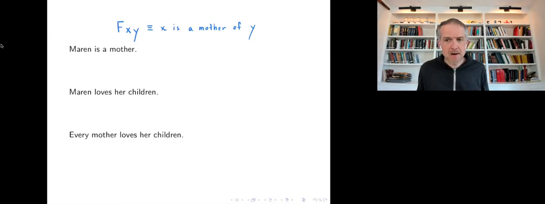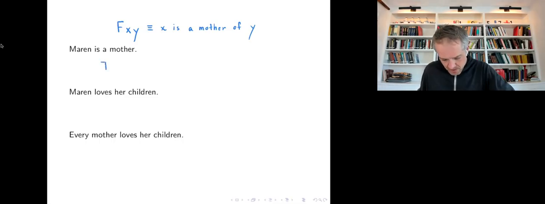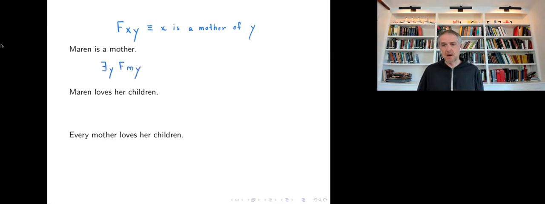Now I want to say Marin is a mother, but mother here is not a predicate, it's a relation. So what's actually being said when I say Marin is a mother is that there is some child of Marin. So saying Marin is the mother of someone or other: there is some Y such that Marin is the mother of Y. So Marin is a mother.